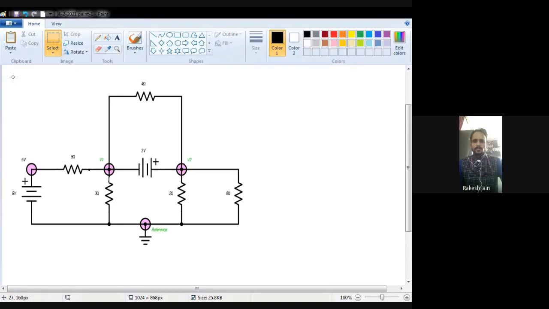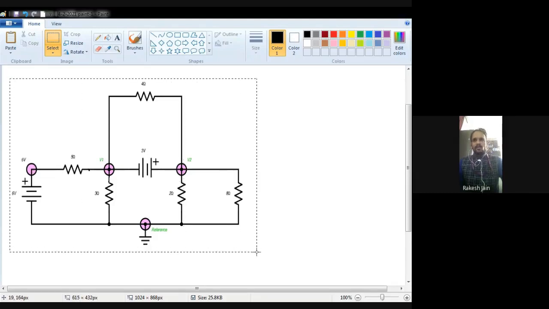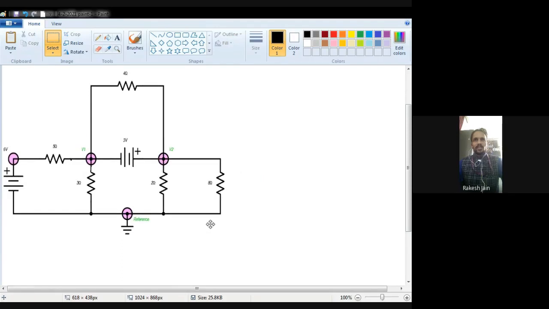So let's suppose this is your question in the MS Paint file, where we have to find out the node voltages V1 and V2. So this is the question, where is the V1?